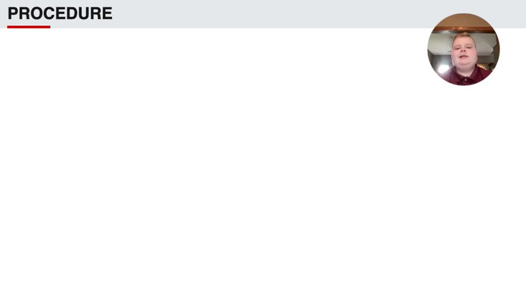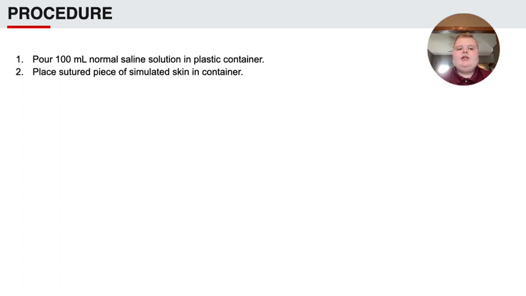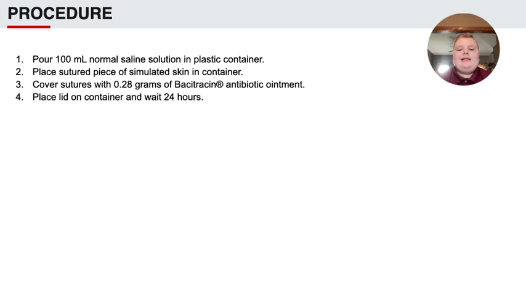Procedure: Step 1. Pour 100 milliliters of normal saline solution in a plastic container. Step 2. Place a sutured piece of simulated skin in the container. Step 3. Cover the sutures with 0.28 grams or 0.1 ounces of bacitracin antibiotic ointment. Step 4. Place the lid on the container and wait 24 hours. Step 5. After 24 hours, check the sutures every 12 hours until dissolved.